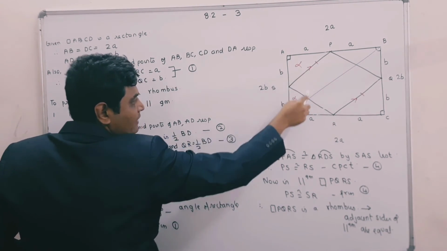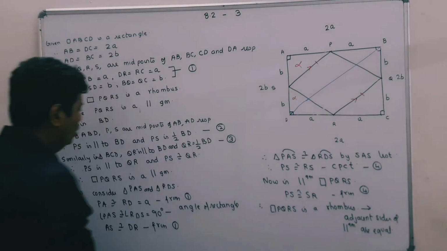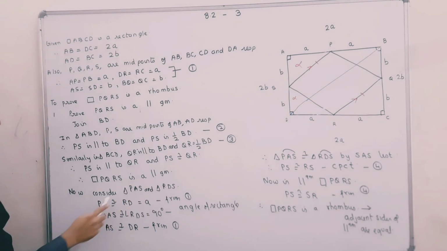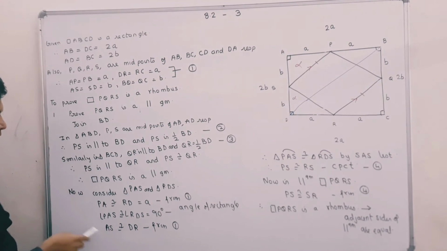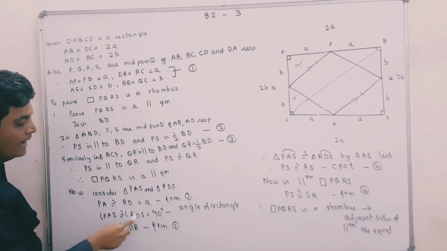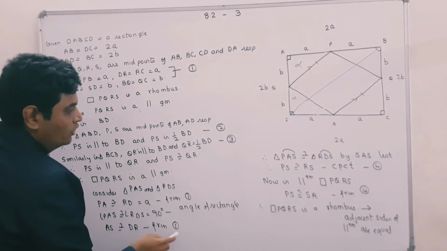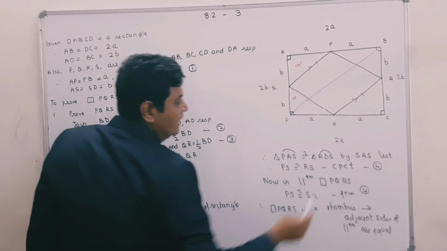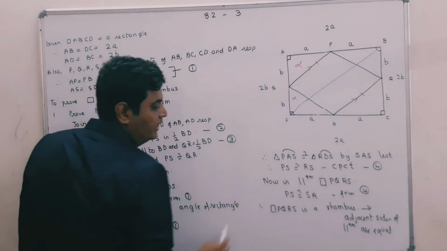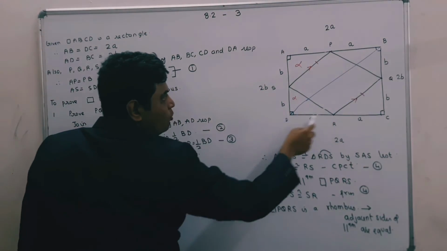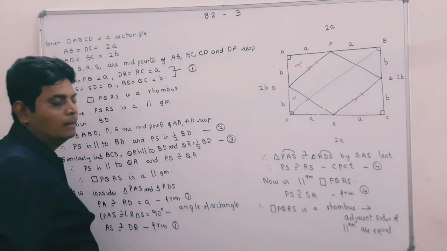Now, which are the triangles which contain these two sides? PAS and RDS. So in triangle PAS and RDS, PA is congruent to RD is equal to A from 1. Angle PAS is congruent to angle RDS equal to 90 degrees and AS is congruent to DR from 1. So therefore both the triangles are congruent by SAS test of congruence. Therefore PS is congruent to RS, CPCT. Now in parallelogram PQRS, adjacent sides PS and SR are equal, so it becomes a rhombus.